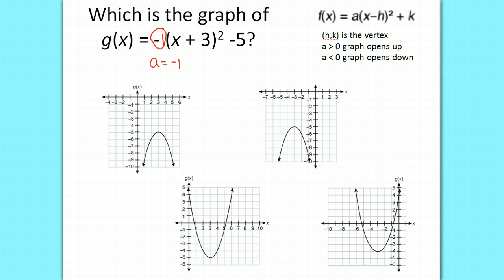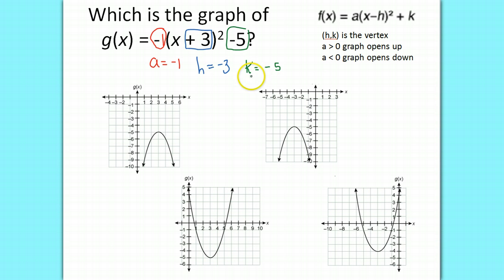Your h value is this number, but the opposite sign. So you're thinking, right here there's a 3 sitting right there. Your h value is going to be the opposite of that, so it's going to be a -3. And then the k value gets to stay the same, so you don't change the sign on the k. It's just going to be -5.